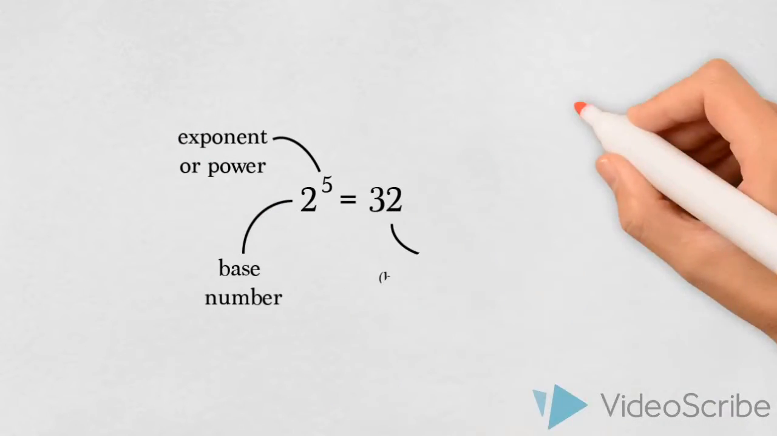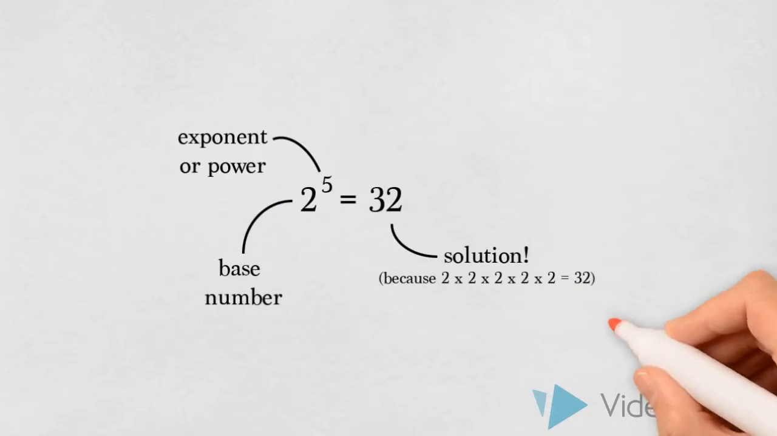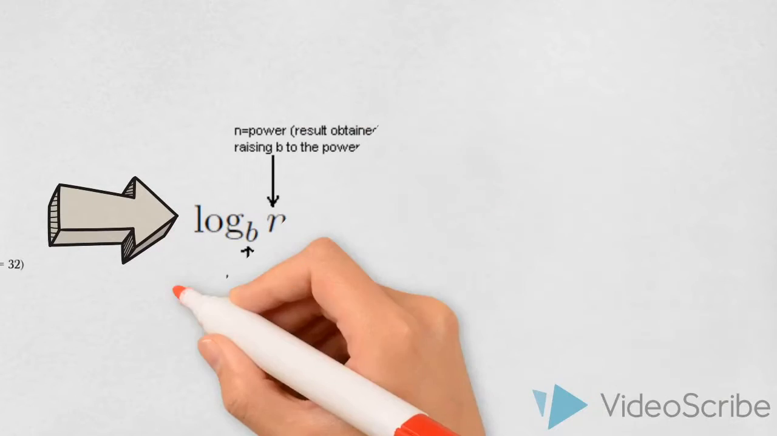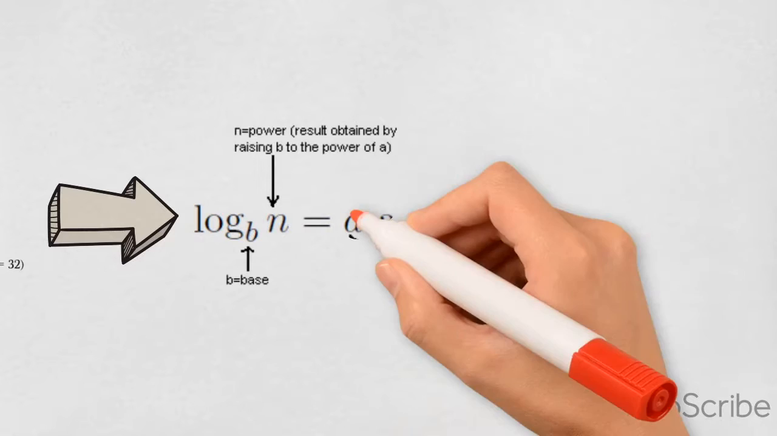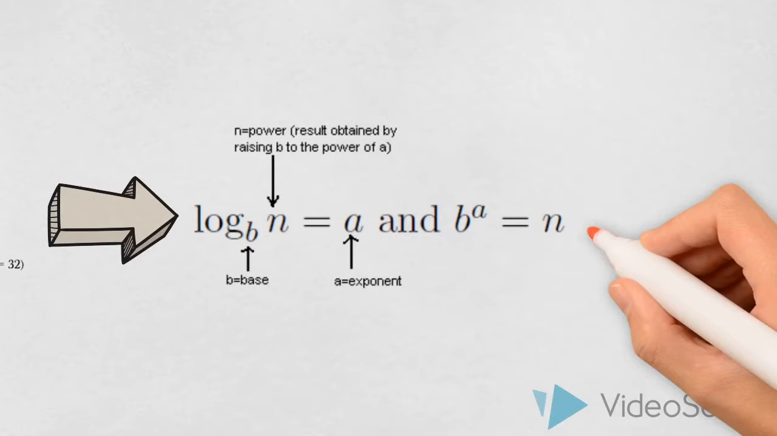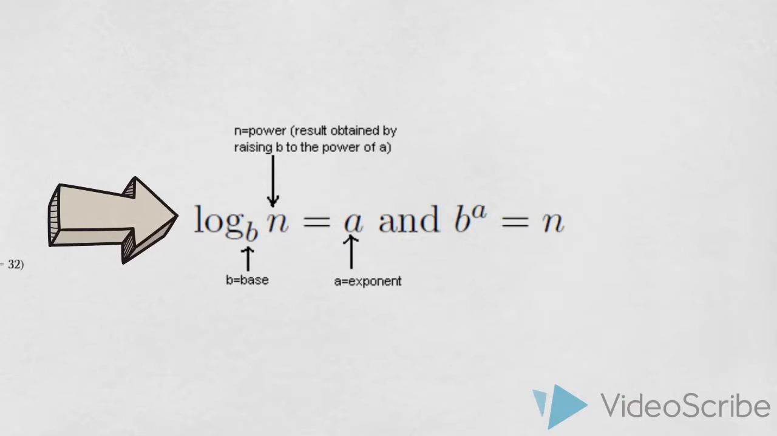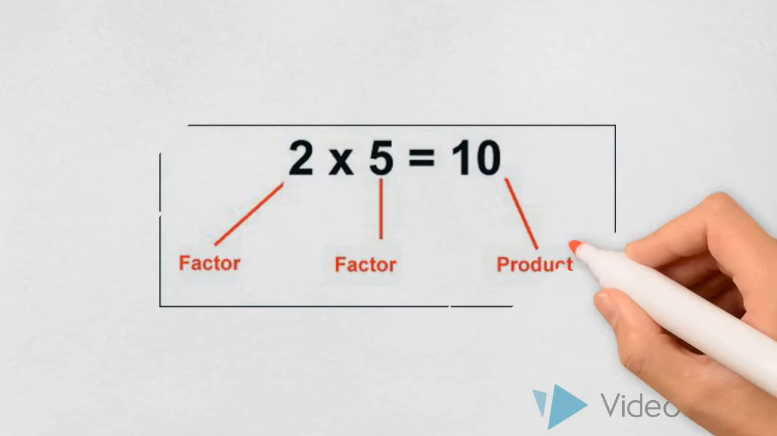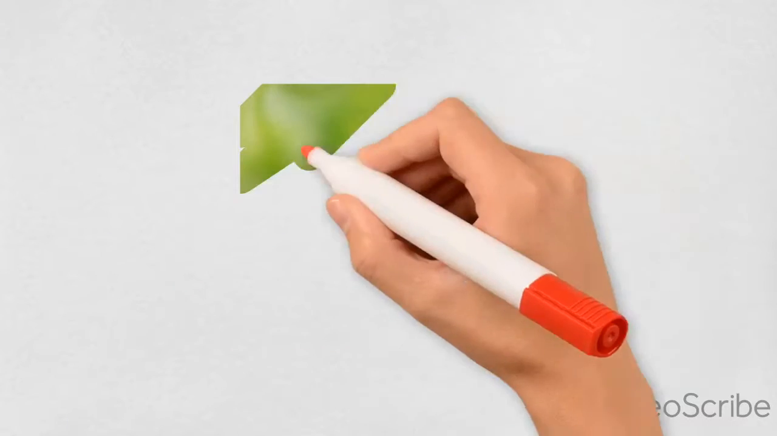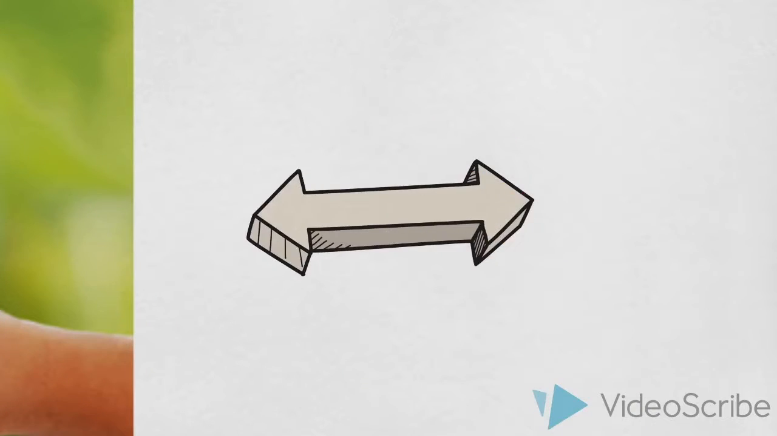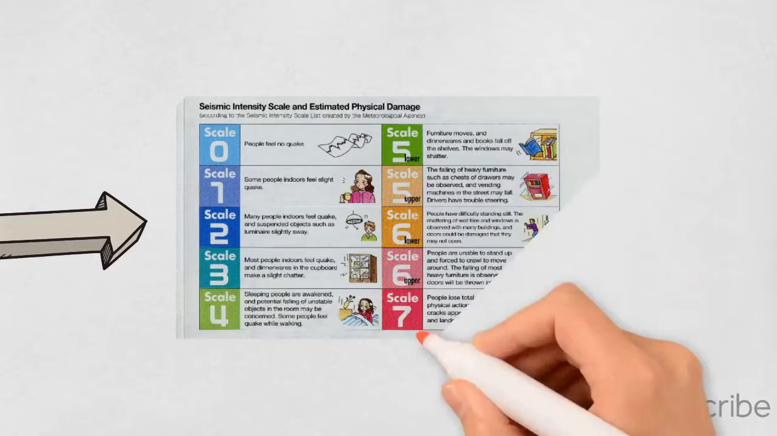In mathematics, the logarithm is the inverse operation to exponentiation. That means the logarithm of a number is the exponent which another fixed number, the base, must be raised to produce that number. In simple terms, the logarithm counts factors in multiplication. In earthquakes geography, logarithms are used to measure the intensity of earthquakes.